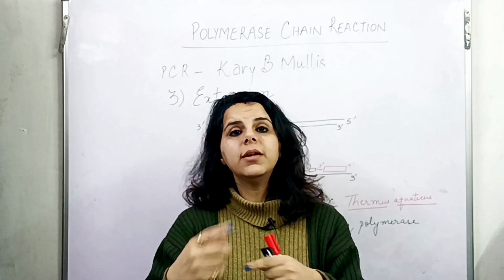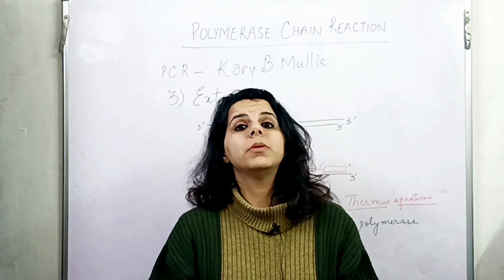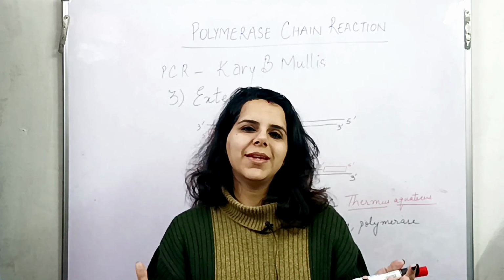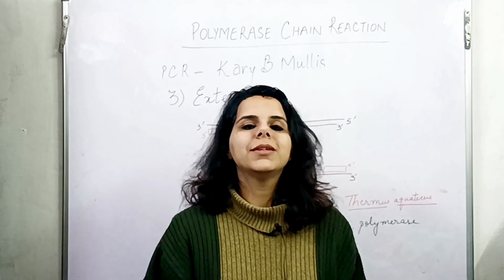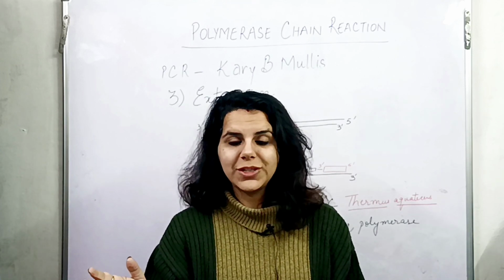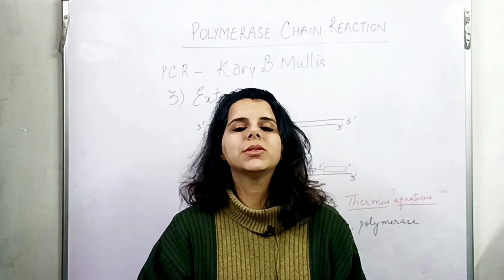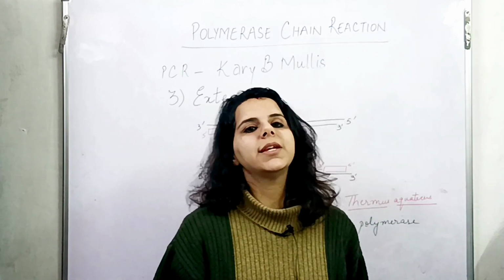Now, similarly, we can repeat nearly 35 cycles or maybe more. So imagine how many copies of DNA I can make. Isn't it great? Isn't it like a miracle that from one single DNA we are able to make billions of copies of DNA? We are going to discuss the advantages, disadvantages and different types of PCR in the upcoming videos. Stay tuned for the next videos.